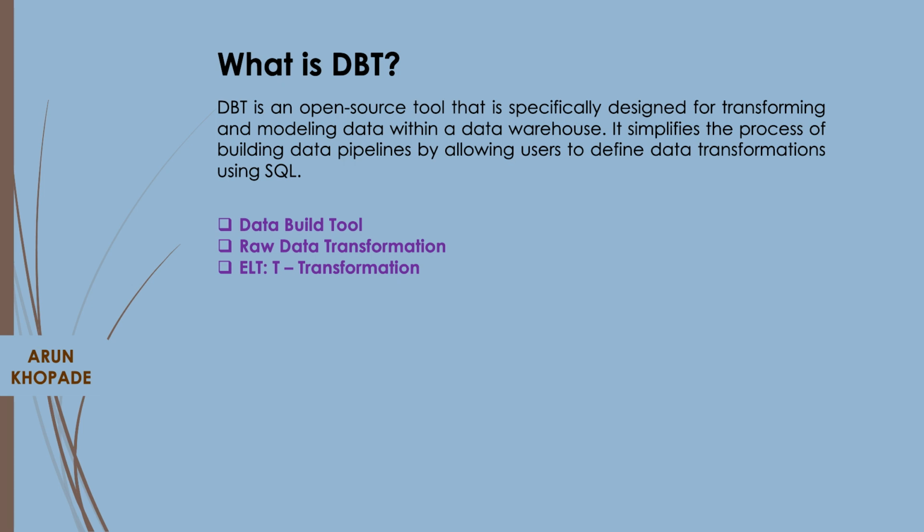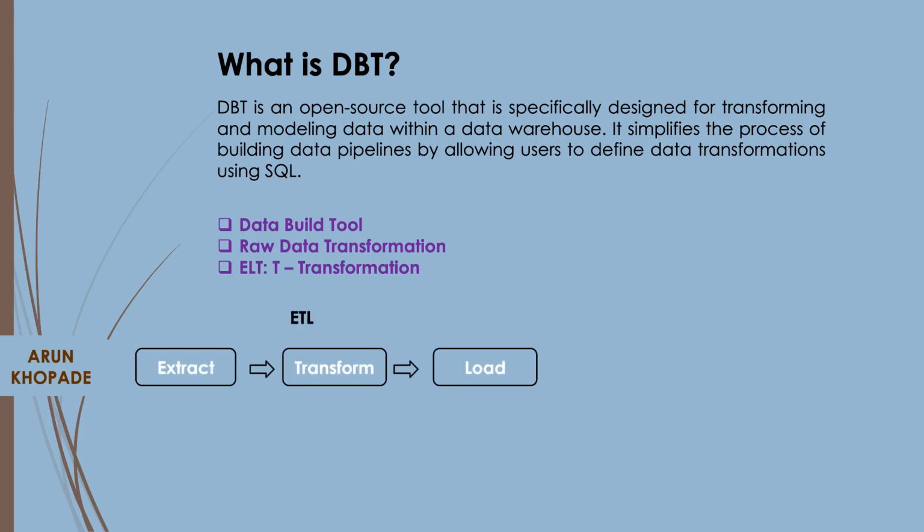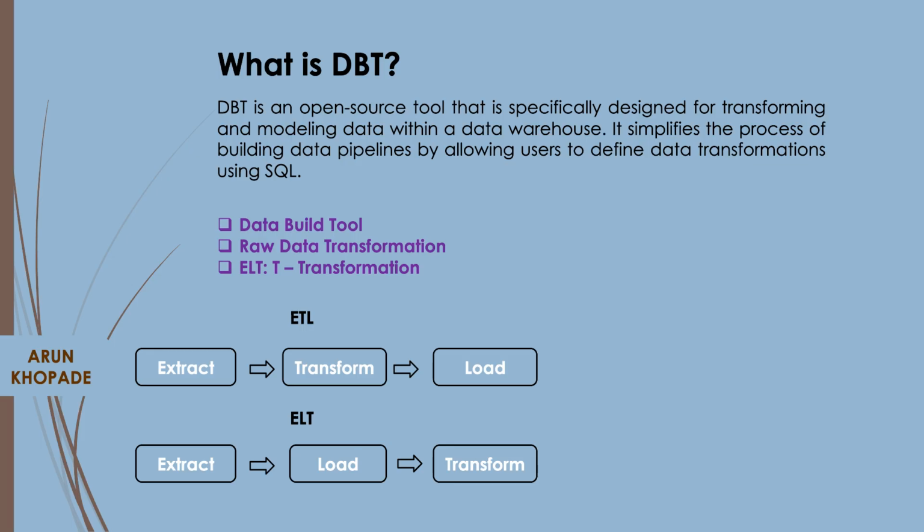So in the world of data warehousing, we are all aware of the term ETL. So ETL stands for extract, transform, and load. So we are extracting the data from multiple sources. We are applying the transformation logic as per the business rules, and then we are loading this data into the target warehouse. So along with ETL, we have a terminology called ELT.